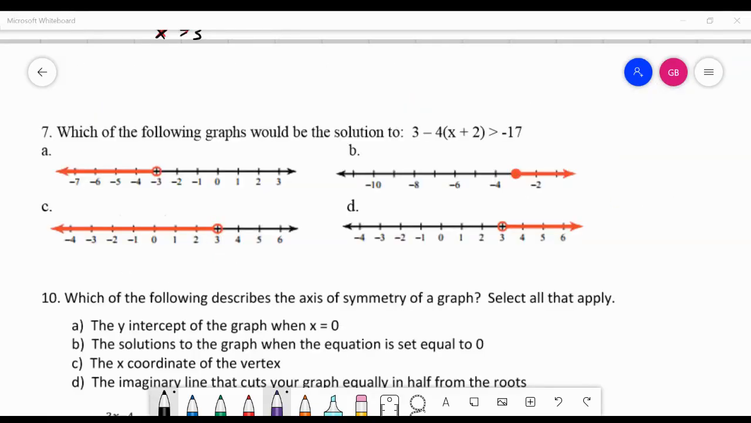Number 7, which of the following graphs would be solutions to 3 minus 4 times x plus 2 is greater than negative 17? So I'm going to copy it over here where I have more space. First thing I'm going to do is distribute the negative 4. So it's 3 minus 4x minus 8 is greater than negative 17. Okay, next I'm going to combine like terms. So 3 minus 8 is actually -5.